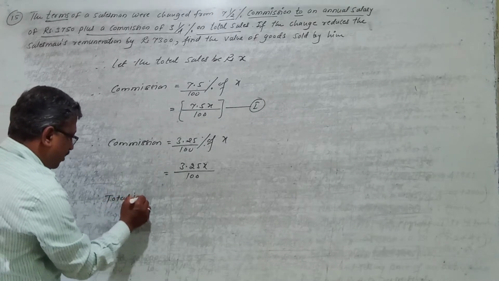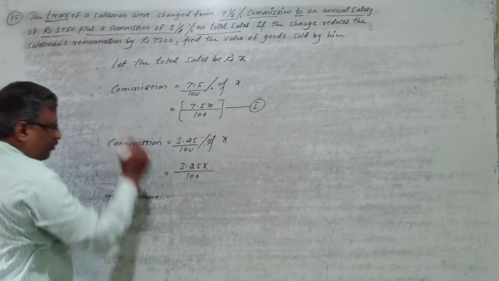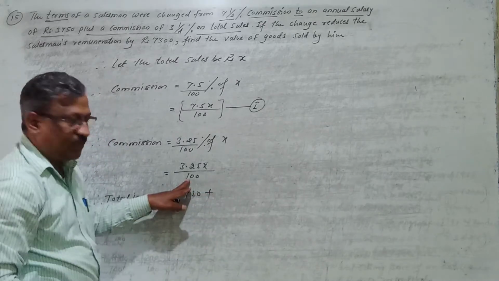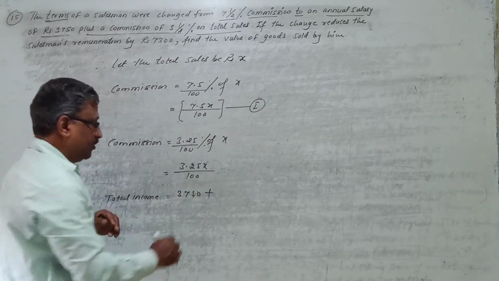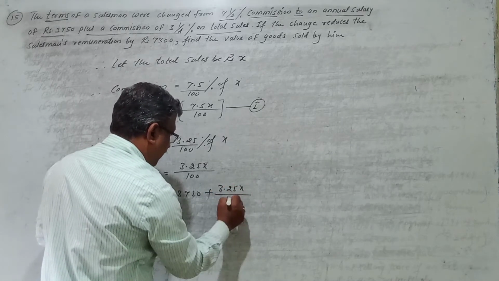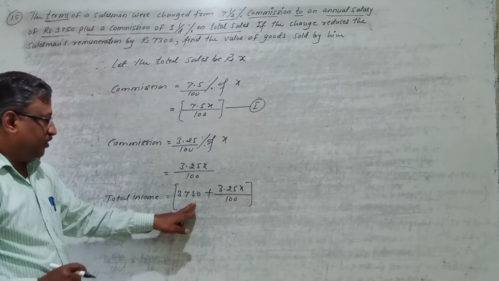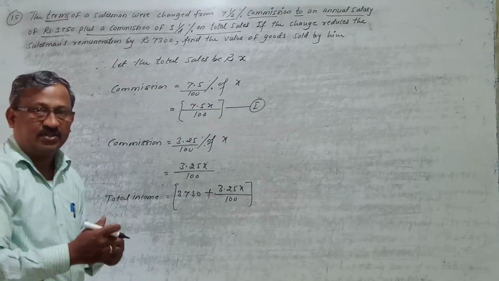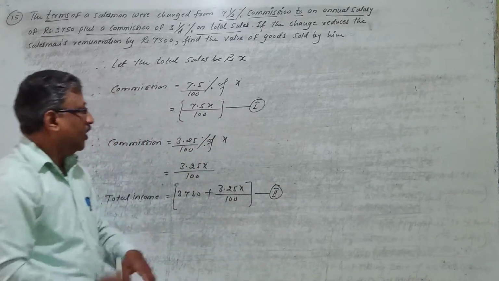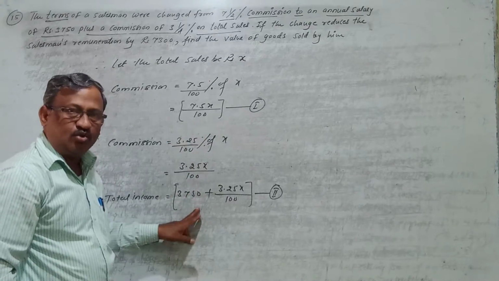So total income equals, he is getting annual salary 3,750 plus he is getting so much as commission. So add this commission, 3.25x divided by 100, and put this in one bracket. So this is his present income after the change in his terms or conditions. Previously he used to get so much and at present he is getting so much.